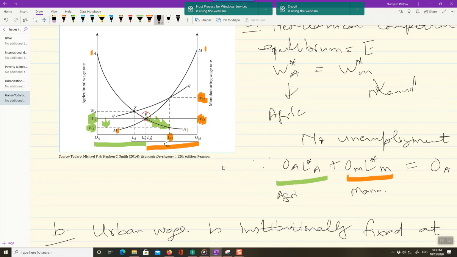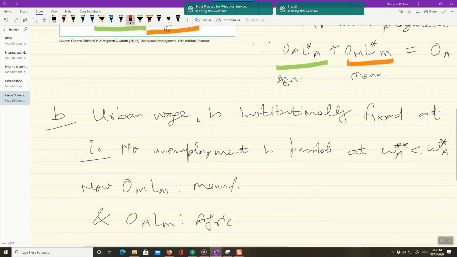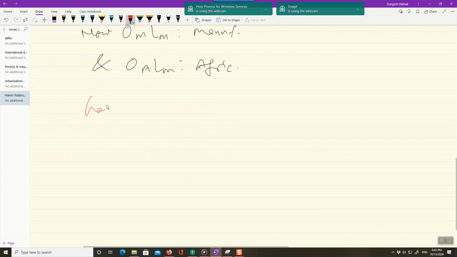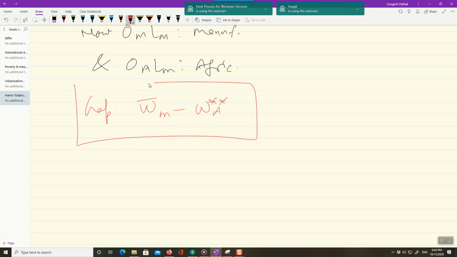Why? Because we are assuming that we can keep on hiring people here, right? Question comes that the individuals who are working at this wage rate W double star A will see that there is an immense gap between them and the manufacturing modern sector wage rate. The gap is W star M minus W double star A. So this is a huge gap, right?